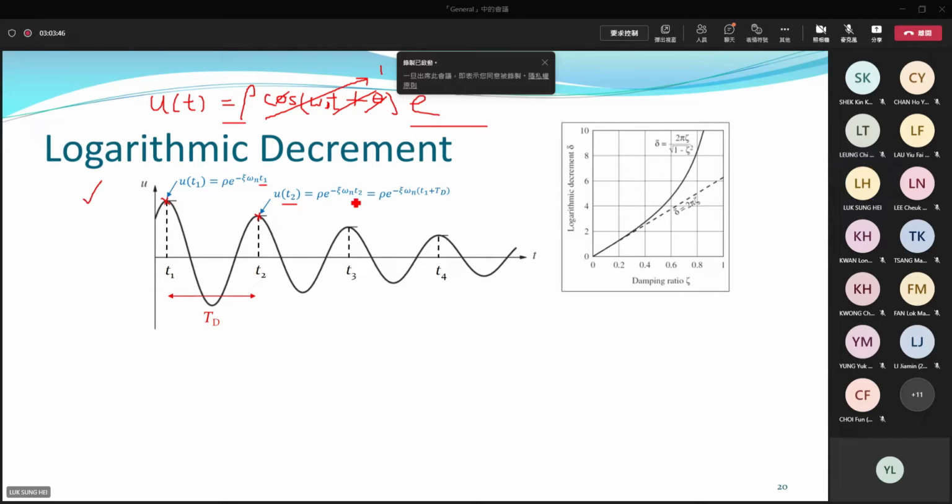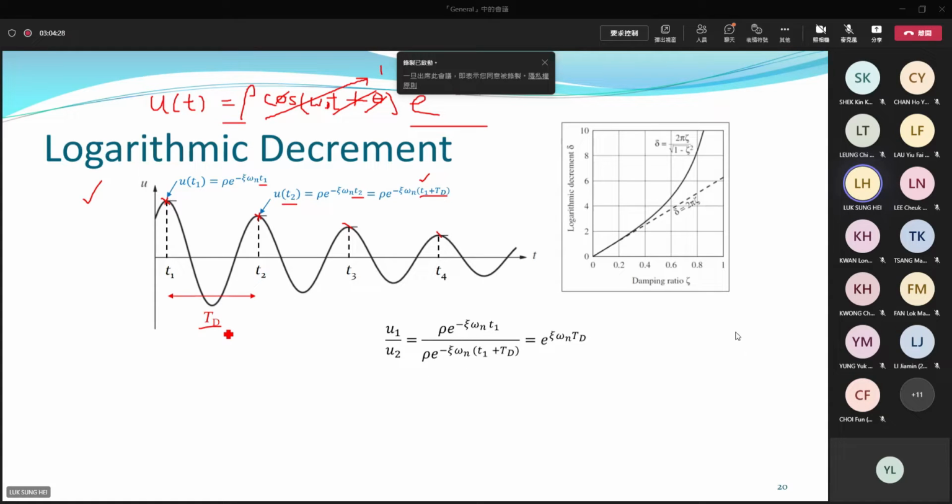For t2, you put t equal to t2 into our expression. But what is the relationship between t1 and t2? t2 is equal to t1 plus the period td. So at time t2, you can express the displacement function in terms of t1 plus the vibration period, and so on. For t3, t4, you can express their value in terms of t1 plus n td, depending on how many periods you would like to consider after the first one.